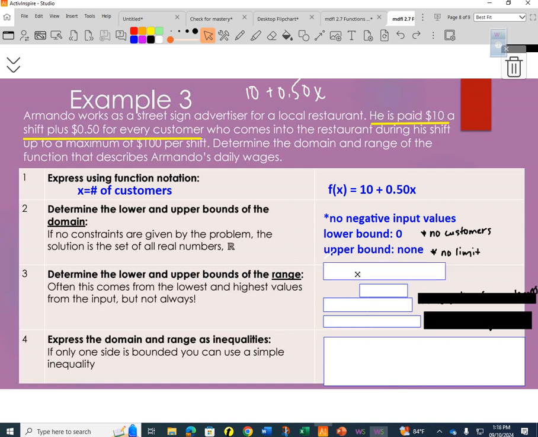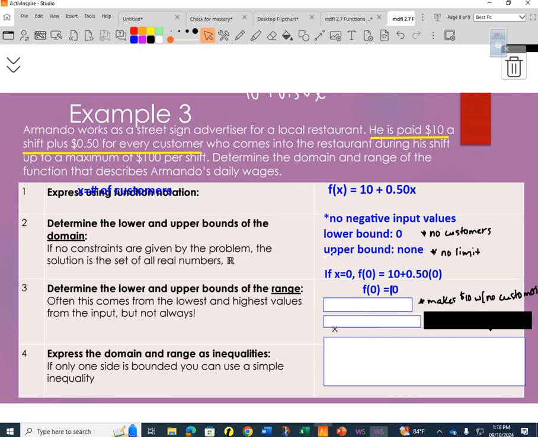So if he waits on 0 customers, how much money is he going to make? $10, that's right. So if he waits on 0 customers, we'd say that X is 0, so we plug in 0 for X. And when we do, we get $10. So 0 times the number of customers is going to give us 0, but he always makes that $10 even if he does it for every shift. So the lower bound of his output, he can't make less than $10, right? Because he's going to make that $10 no matter how many people.